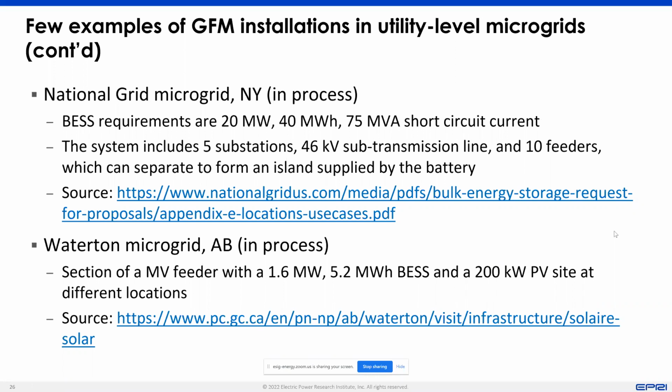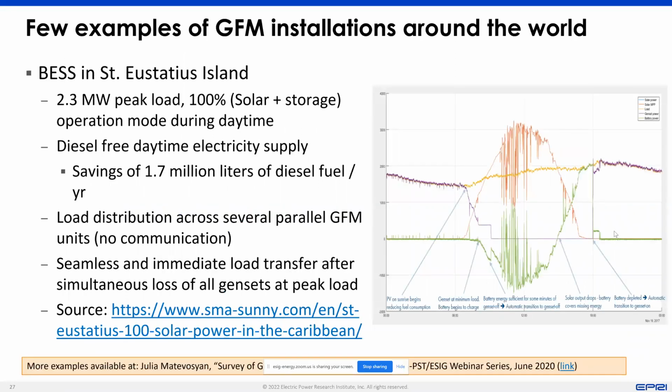Now, in this last example here, similarly, they have a section of the medium voltage feeder as the microgrid, and they have, in this case, both a battery system as well as a utility scale PV plant in the same microgrid. Now, we also have a few more examples of grid forming installations around the world, and Deepak, you will talk about them more.